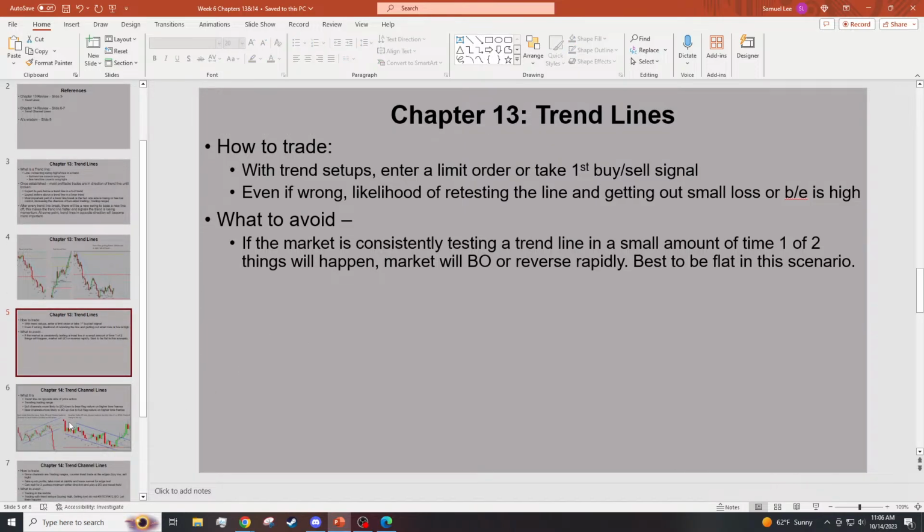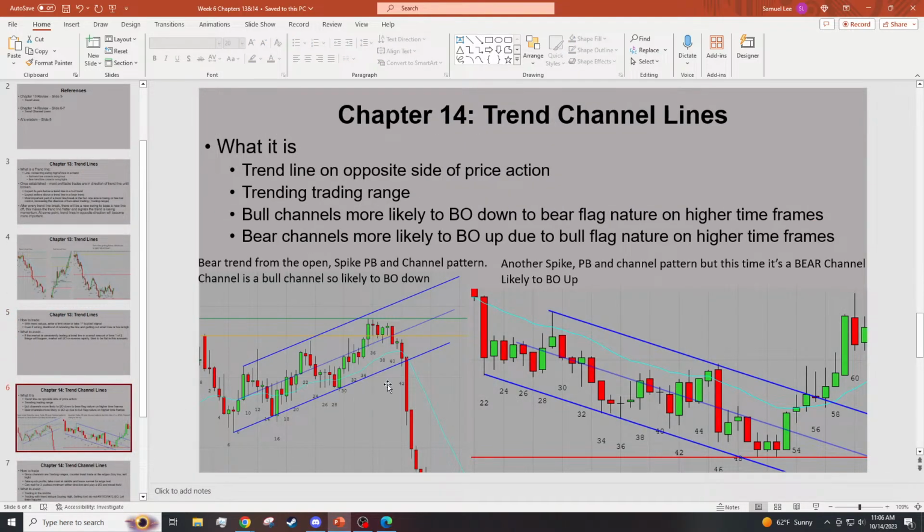So, moving on to chapter 14, trend channel lines. A trend channel line is an opposite line of a trend line, right? Looking down here, we know it's a bull channel, but you could also call it a bull trend in some ways because you're making higher lows, right? Well, you put a line on the opposite side, relatively the same angle and same length, and you're going to get a channel sometimes. Usually channels are formed from spike pullback channels, or spike in channels.